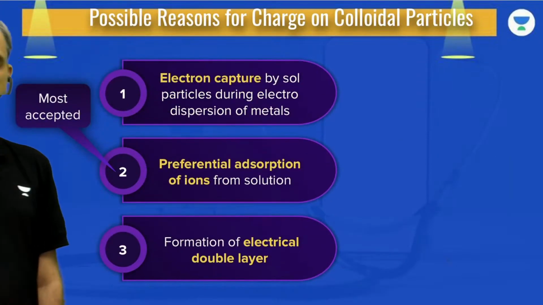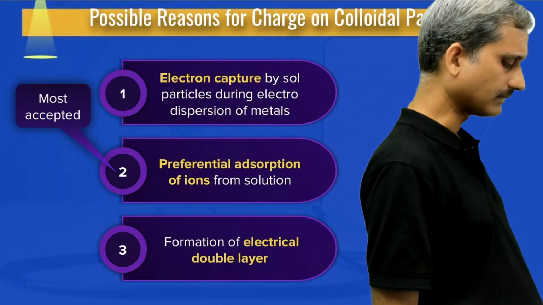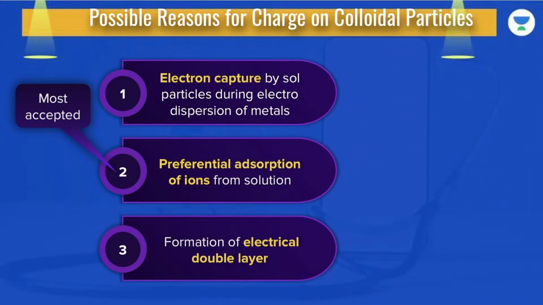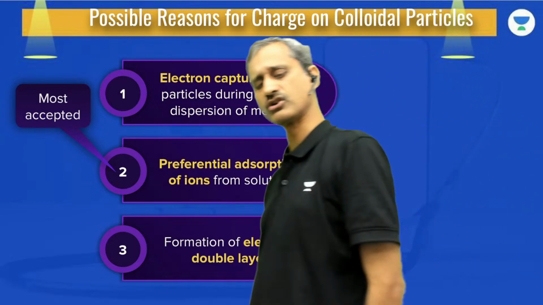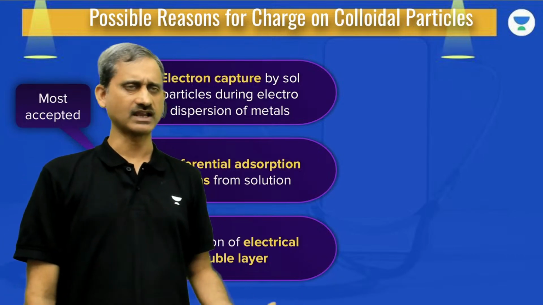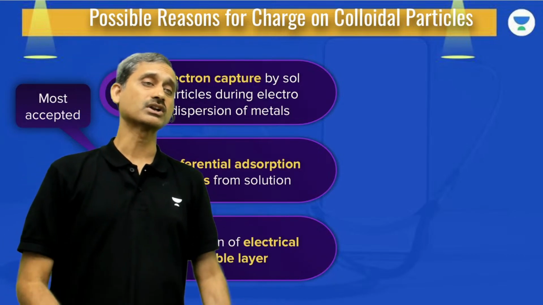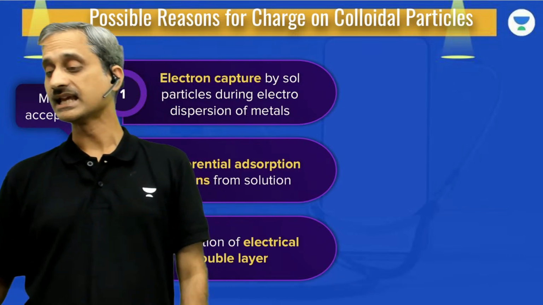Now, this is due to the preferential adsorption of ions. The ions are going to be very similar in nature to the colloidal particles. Clear? If we have iron hydroxide sol, ferric hydroxide sol, then ferric ions or hydroxide ions are going to be adsorbed depending on which of them is in excess. If we have silver chloride sol, then silver or chloride is going to get adsorbed depending on whichever of them is in excess.